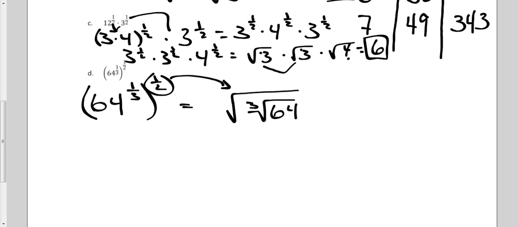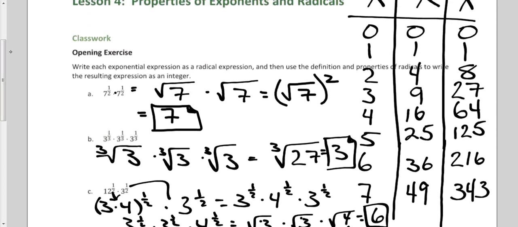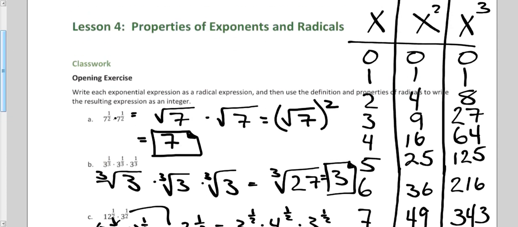So, here's what I want to do. I want to start on the inside and work my way out. So I've got to figure out what the cube root of 64 is. So let's find 64 in the cubed column. So 64 in the cubed column is right here, and I work my way back over to the x column, and I got 4. So 4 is the cube root of 64.